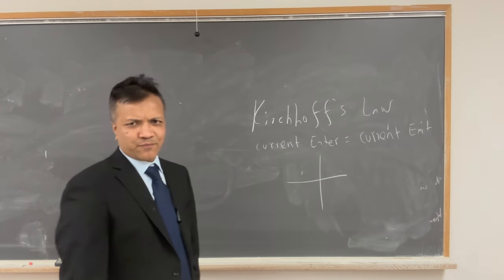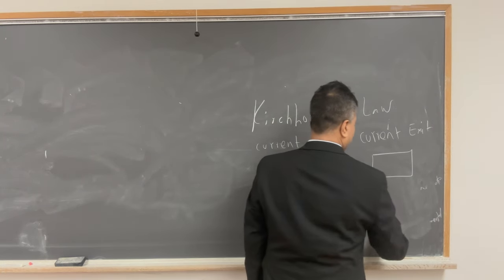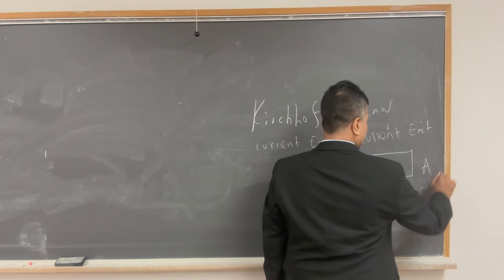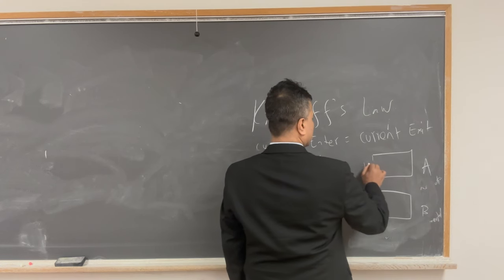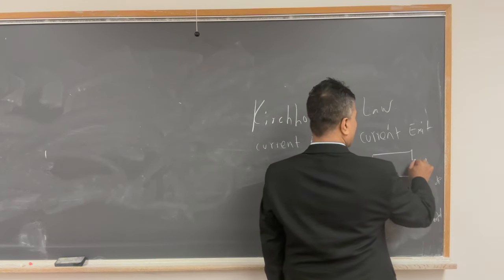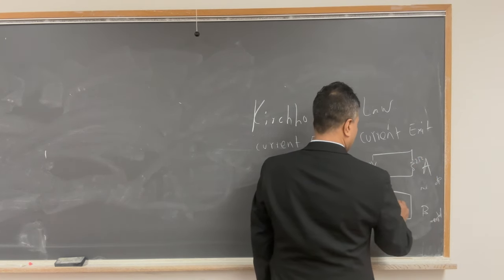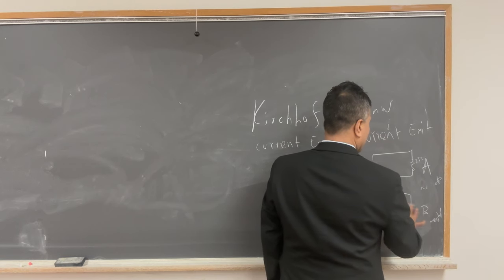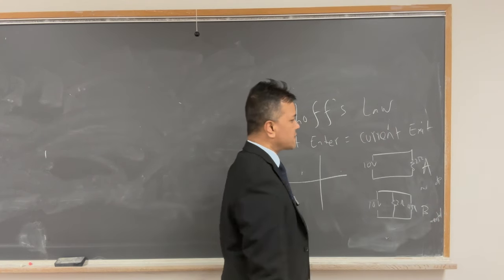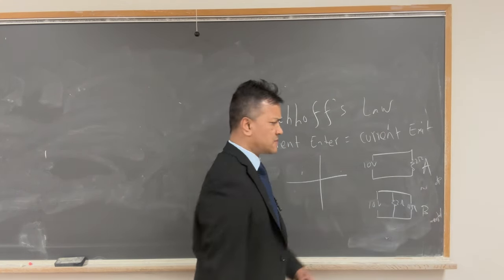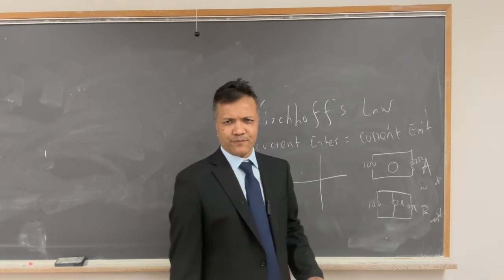Here I have one junction. When I talk about a junction, what do I mean? I have a diagram A and a diagram B. In diagram A, I have 10 volts, 2 ohms, and 4 ohms, right? Diagram A, how many junctions do we have? Zero. Diagram B, how many junctions do we have? Okay, so we have 1 and 2.